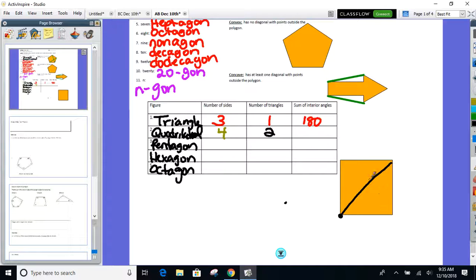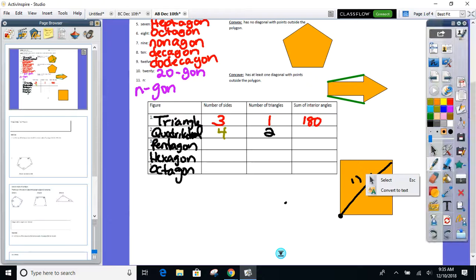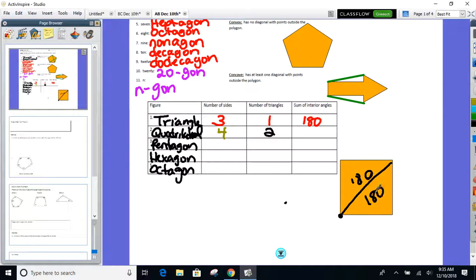And how many degrees are in each triangle? In each triangle, 180. That is where you get that the angles inside a quadrilateral add to 360. So that's what you're going to do in your group right now.